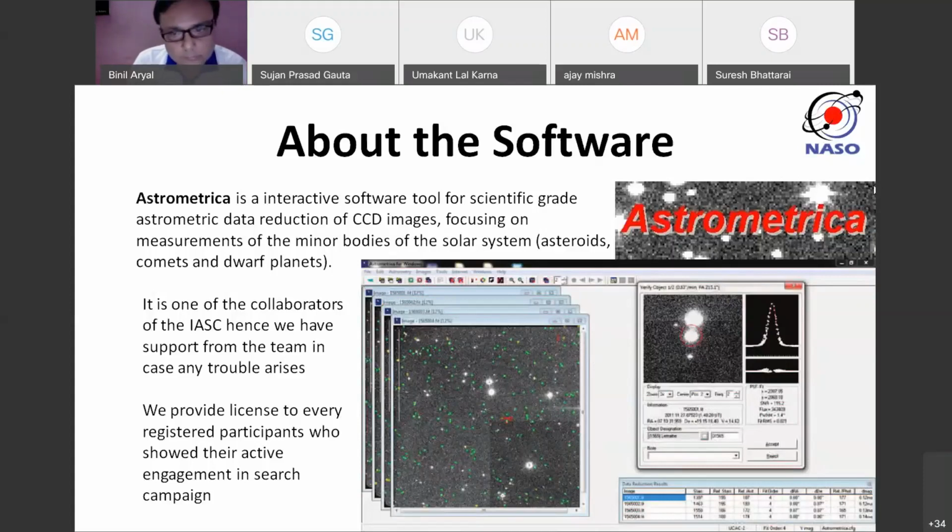For the automatic search, once we run the image in the software, it will detect the moving objects, and the student will identify those moving objects. If it is already known, the designation will pop up. If it's empty, but there is a nice Gaussian, linear feed, and the signal to noise ratio fulfils the criteria, like 5 or greater than 5.